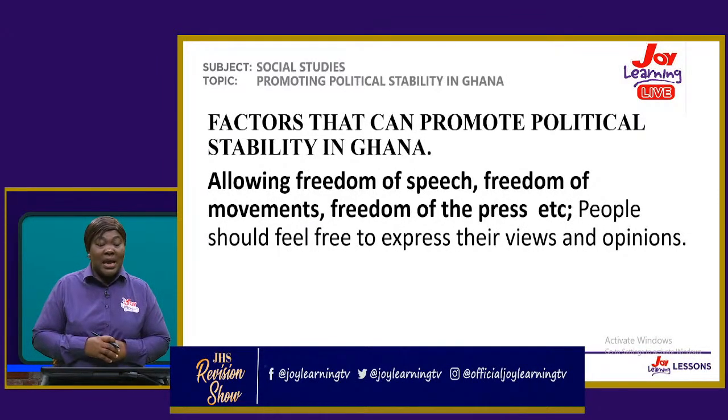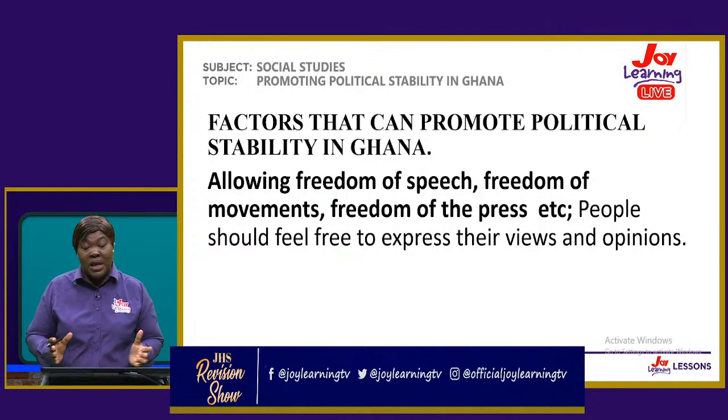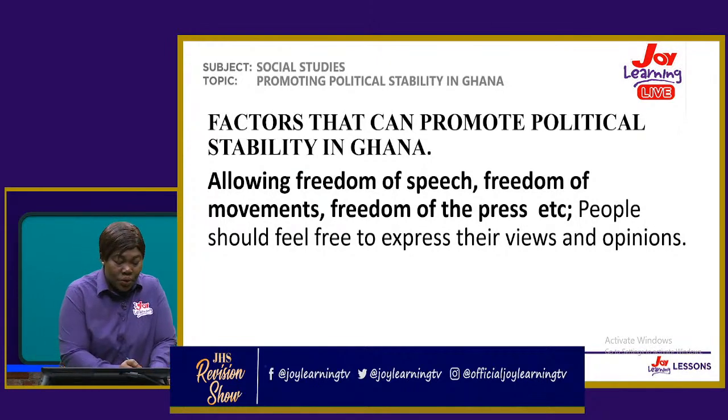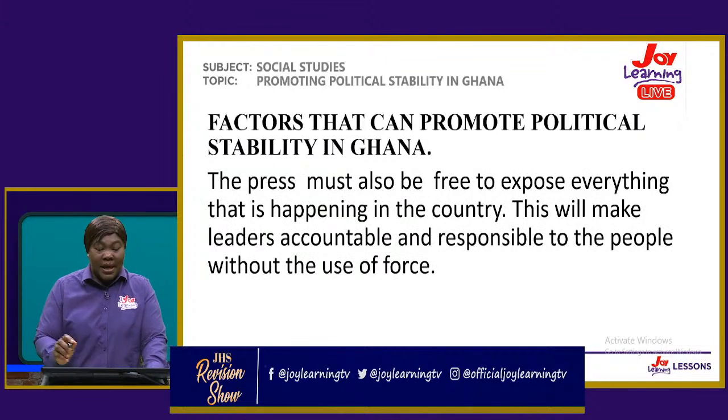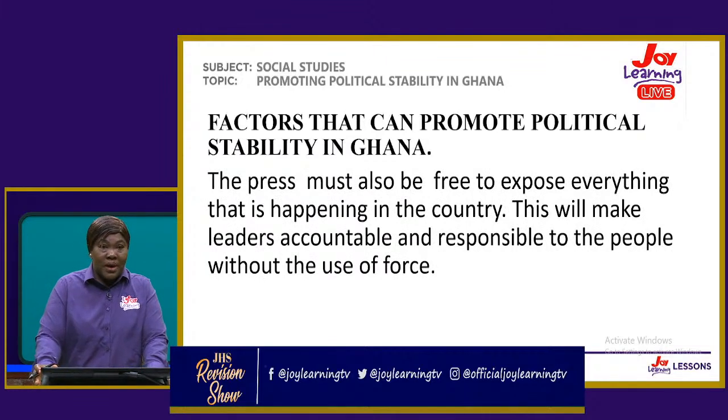The first point is allowing freedom of speech, freedom of movement, and freedom of the press. For example, people should feel free to express opinions. So at home, people should allow their kids to be able to do what? Express themselves. Right.